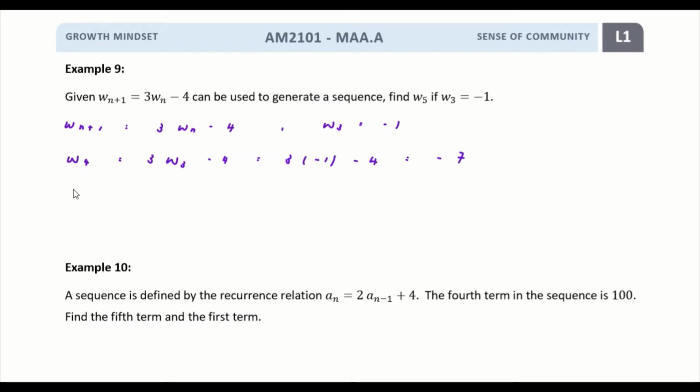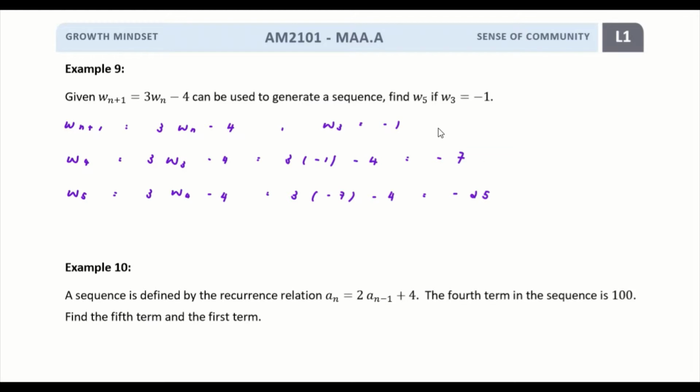Same thing, we need to continue one more step to find the fifth term. So W5 is equal to 3 times W4, the previous term times 3, minus 4. So that's going to give us 3 times our fourth term, -7, minus 4. So -21 minus 4 is -25. Okay, that's very straightforward for example 9.